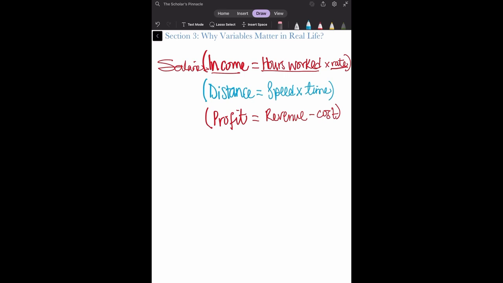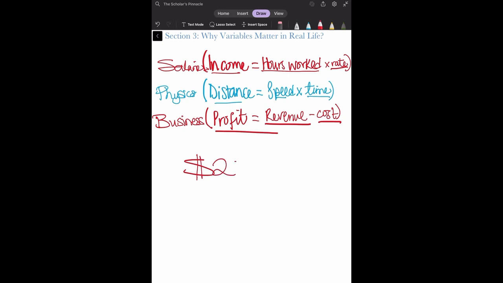Next, life application for variables. You have physics, right? We have distance, which is calculated by the speed at which you're going, multiplied by the time that you use to cover the distance. Okay? Next, business. In order for you to make a profit and know how much profit you made, you're going to calculate how much did I make versus the cost, and that gives you a profit.